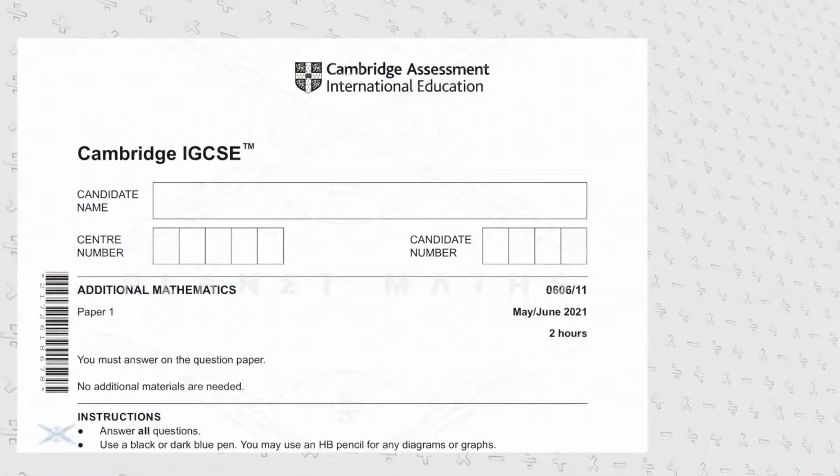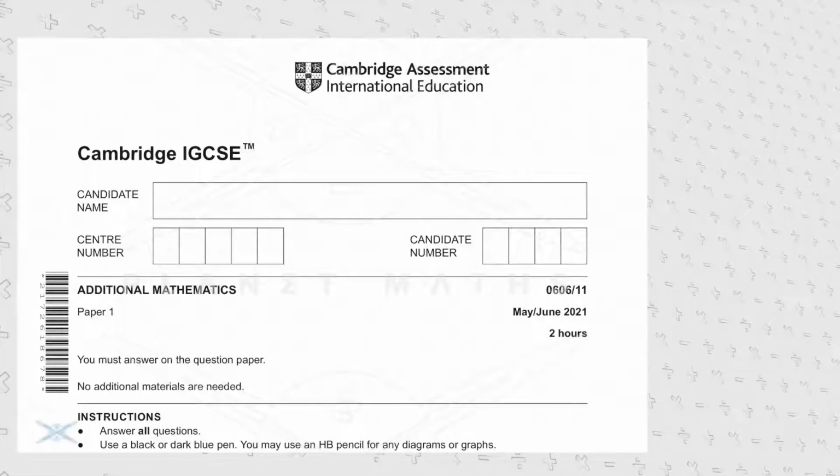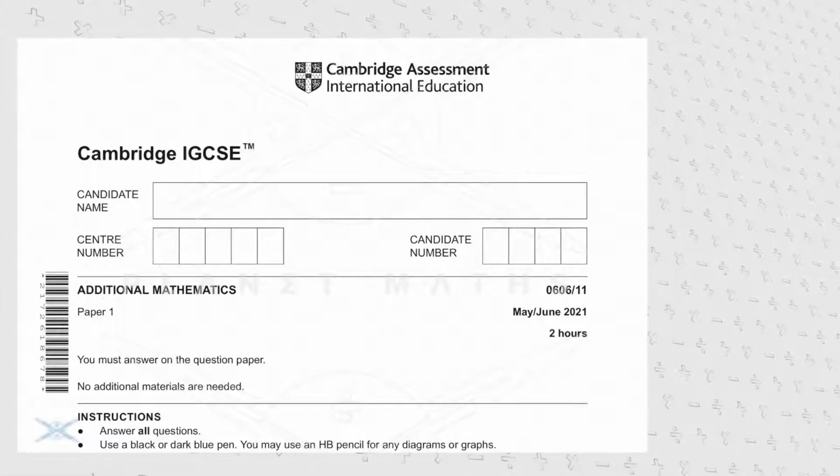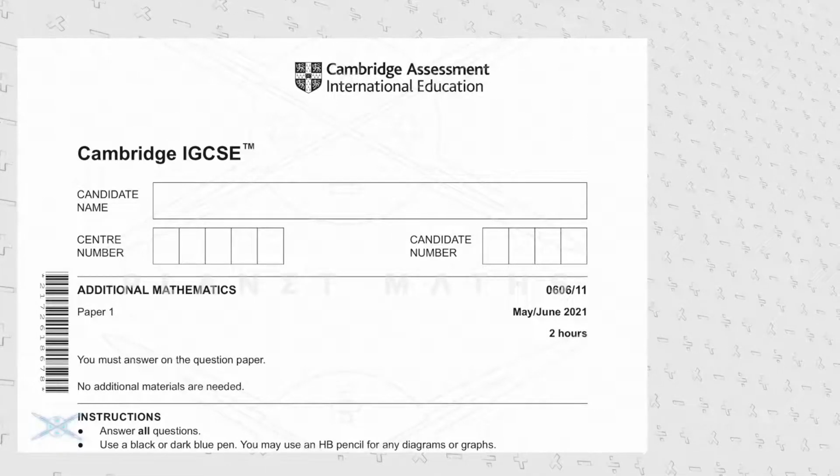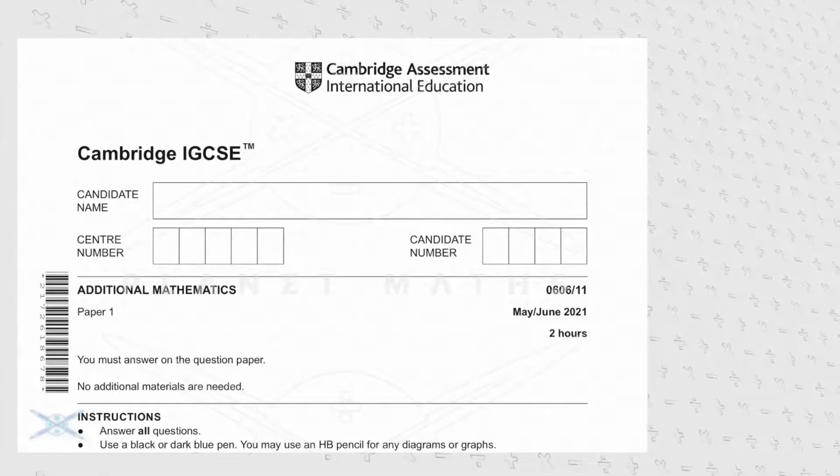Welcome to the latest installment of the IGCSE 0606 Solution Guide series. In this video we will take a closer look at paper 1.1 from the May-June exam period of 2021. So without further ado, let's dive straight into it.